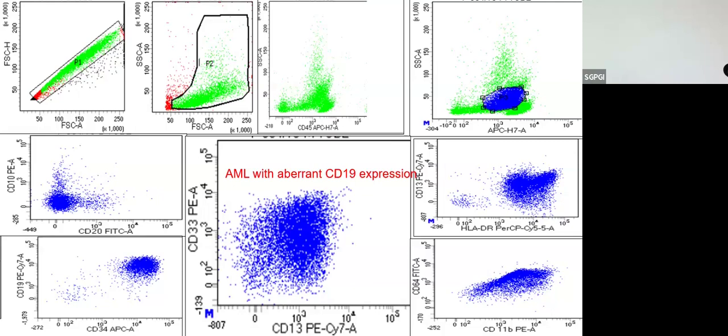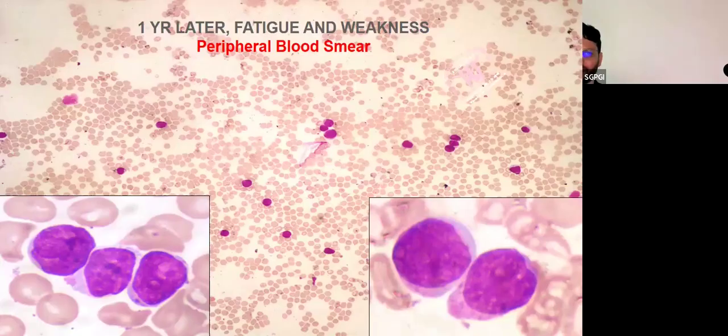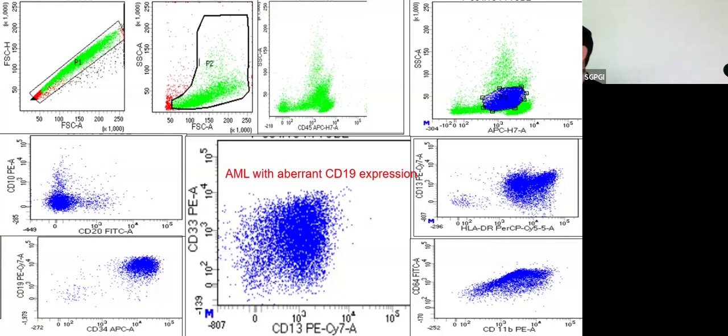So can it be B-ALL? All were negative. Everything: 19, 79, 22, 20, everything was negative. Right? So we gave this diagnosis. We are wrong here, but it's not because we have not tried. We tried everything. It was positive for 19, 13, 33 positive, negative for MPO, dim for 64, and the rest of the markers were negative. MPO was negative probably. Anyways, so we gave this diagnosis.